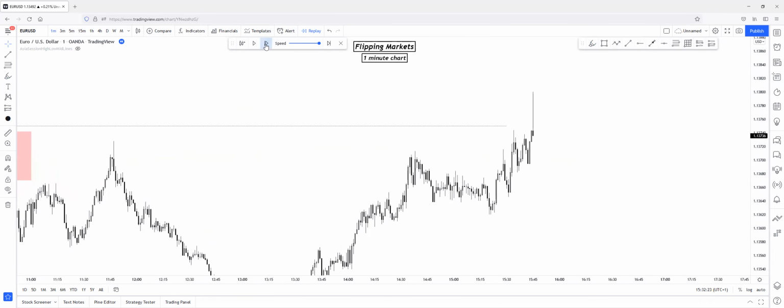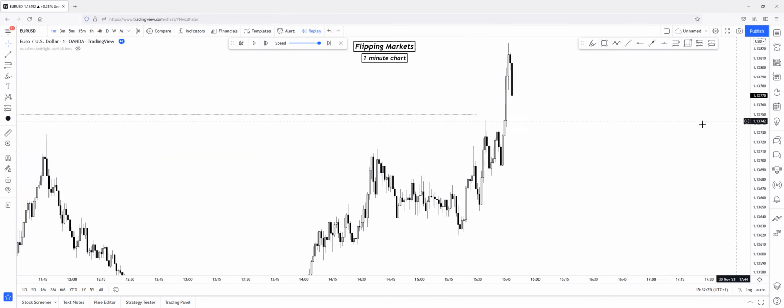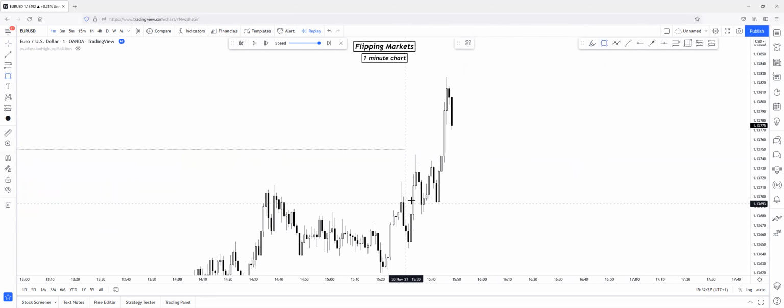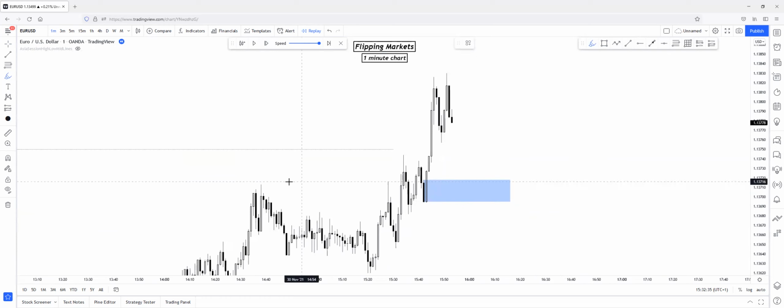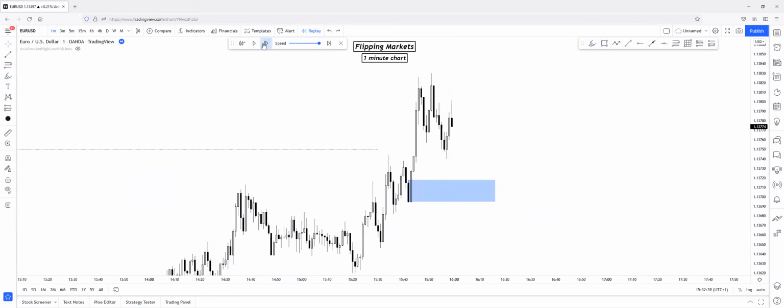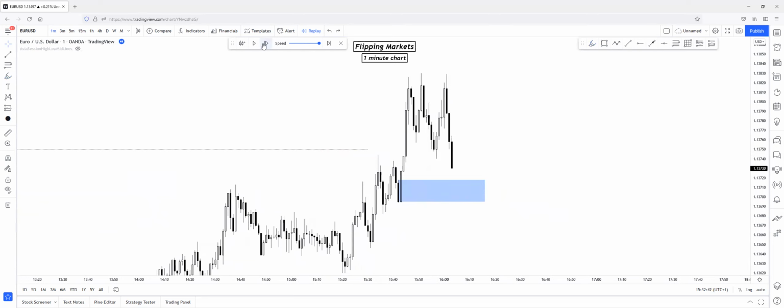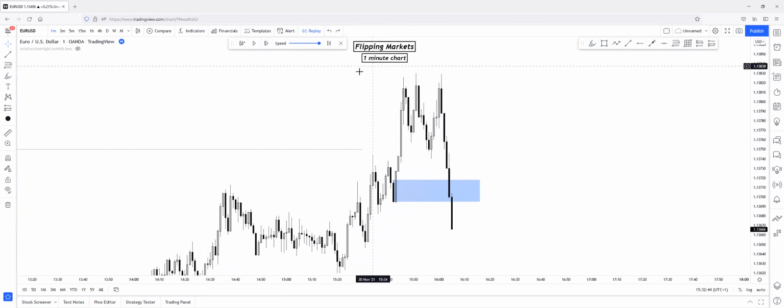Okay, small pullback. And actually the sweep happened, as you can see. And this was the last demand zone that created the sweep and the breakout structure to the upside. Let's play price forward. Price swept this liquidity line, as you can see. That's what happens next. And as you can see, price broke through the last demand zone that created the liquidity sweep and the breakout structure to the upside on a 1 minute.